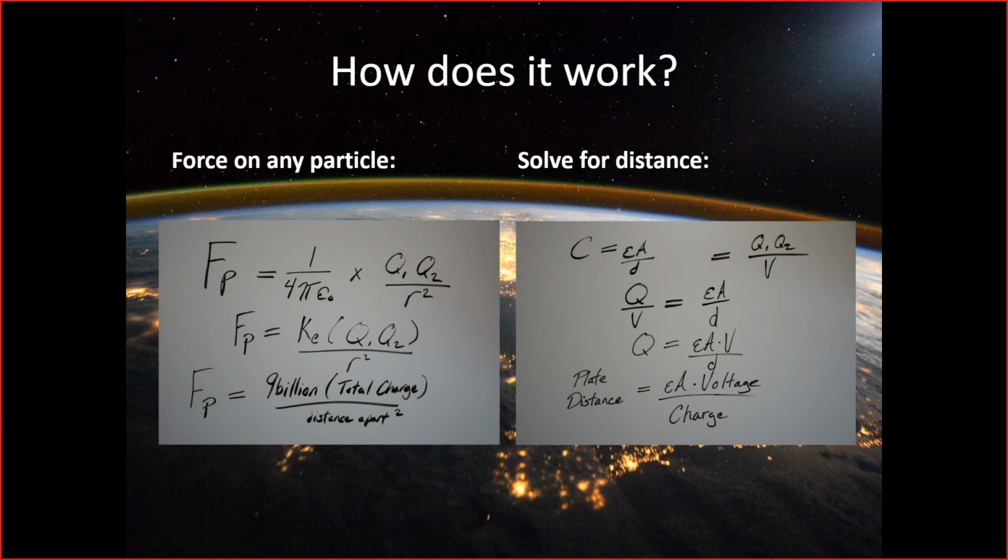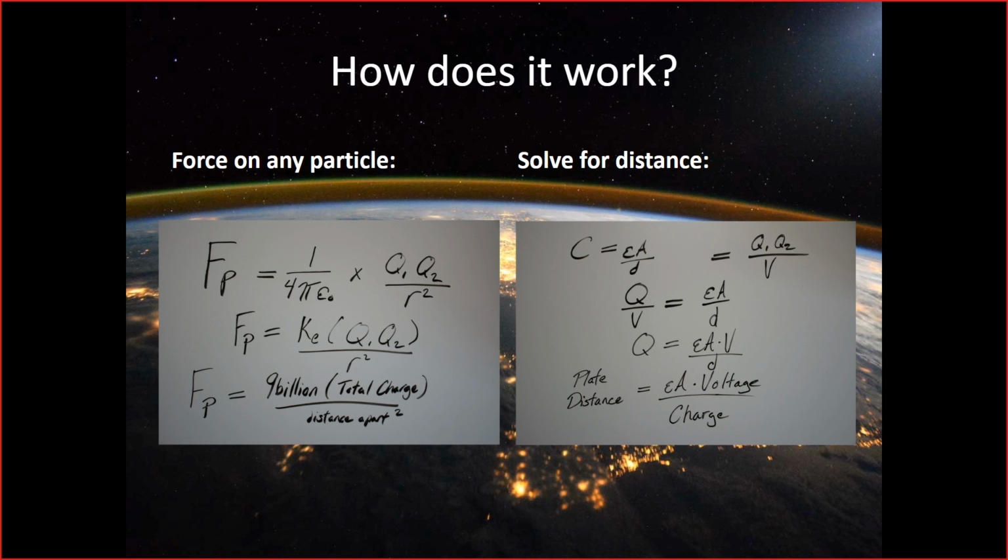Now, of course, the force on any given particle with regard to mass, the gravitational constant, is incredibly weak. However, the force on any given particle with electricity is 9 billion newtons. So, yeah, it's just incredible comparatively. So you can basically understand the power, and the distance between the plates can be solved for, as you can see here on the right-hand side.